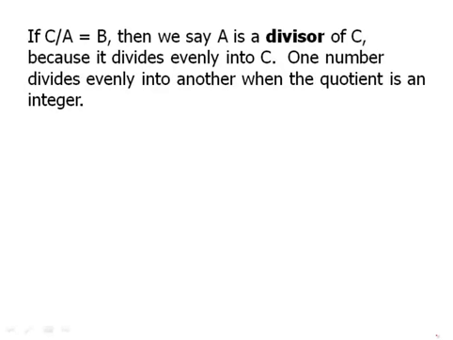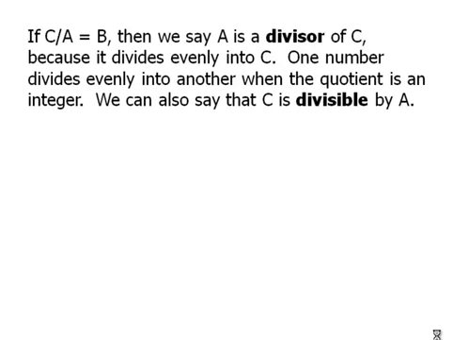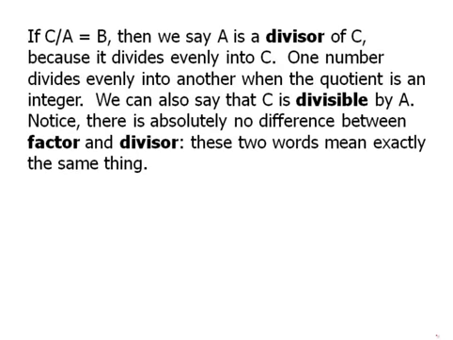If c divided by a equals b, then we say that a is a divisor of c because it divides evenly into c. One number divides evenly into another when the quotient is an integer. We can also say that c is divisible by a. Notice there is absolutely no difference between factor and divisor. These two words mean exactly the same thing. In other words, the fact that something divides evenly into something is precisely because you can multiply it by an integer and get that number.